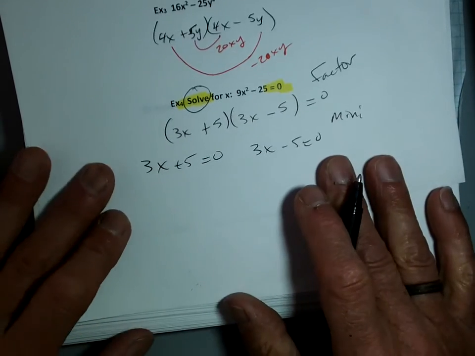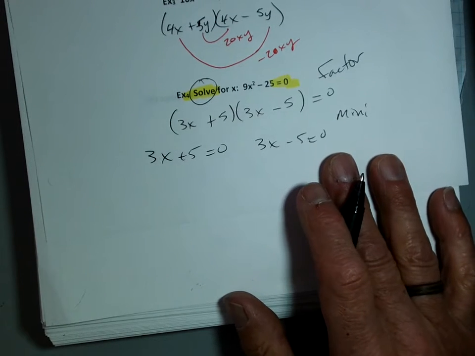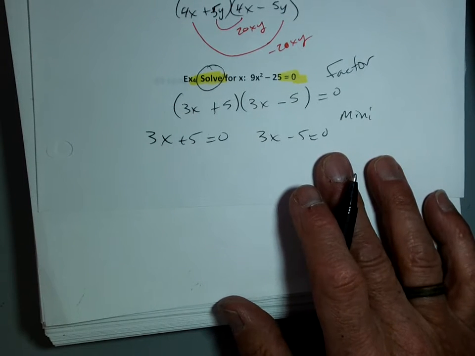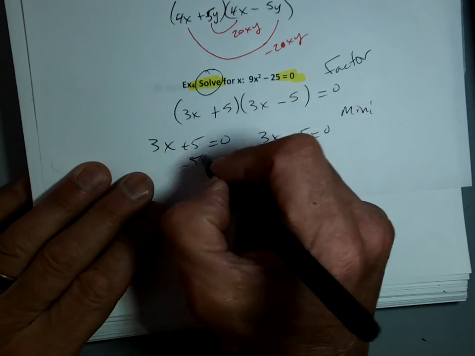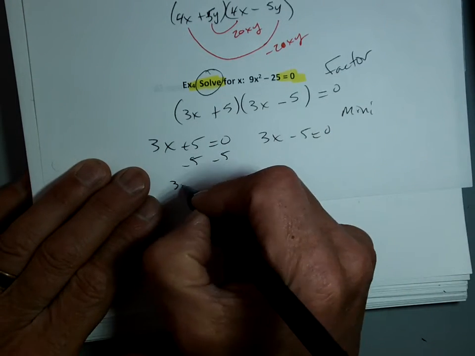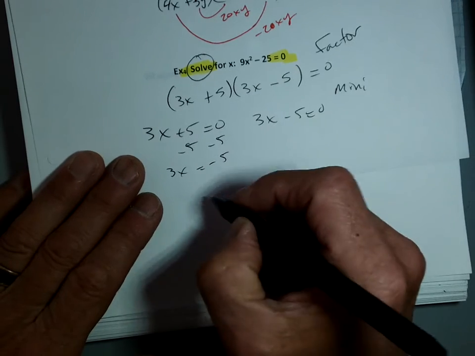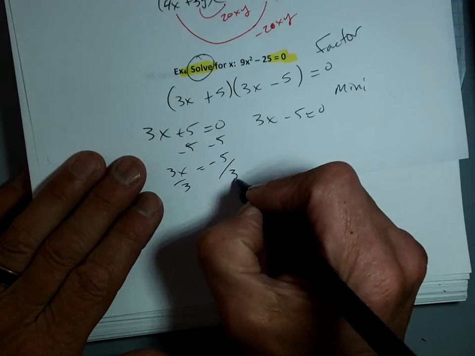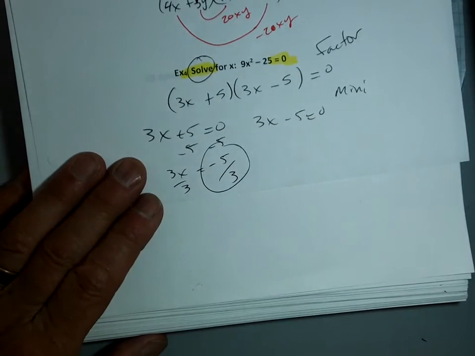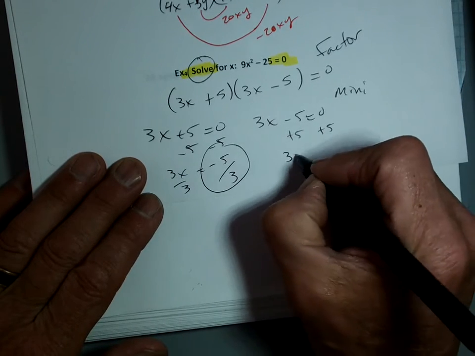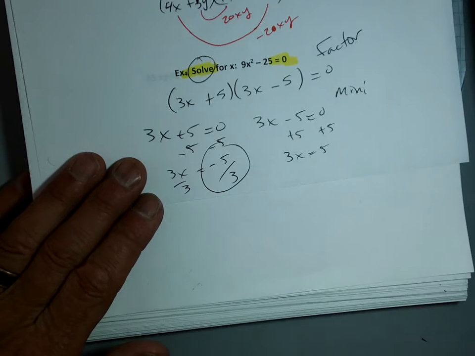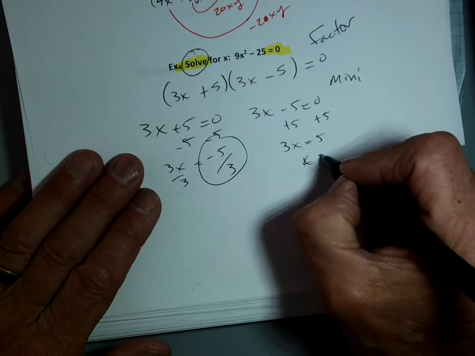And Dallin, I'm going to answer your question. As soon as we get the answers, you're going to see why you had such a good question, it won't matter, right? So I'm still going to go minus 5, 3x equals negative 5, right? Divide by 3, and one answer is negative 5/3. Plus 5, right? I got 3x equals 5. Divide by 3, and x equals 5/3.